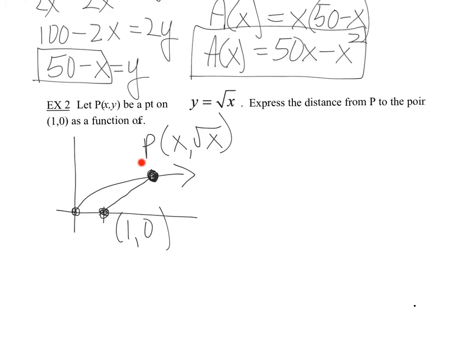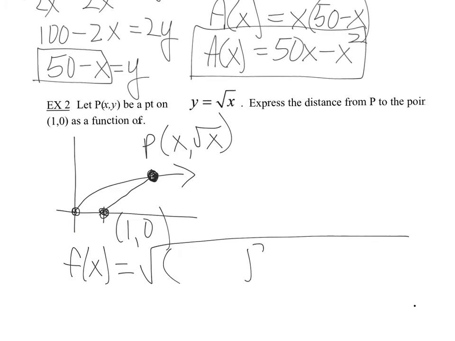Now P can vary somewhere along this curve, and then the distance would change based on where that point is, which is based on x. And of course y is determined by root x. So we want the distance formula, but instead of writing it as d, I'm going to express it as a function. f of x is the square root of (x2 minus x1) squared plus (y2 minus y1) squared. So for x, I'm going to do x minus 1, that's easier than doing 1 minus x. And then for y, I'm going to do root x minus 0.